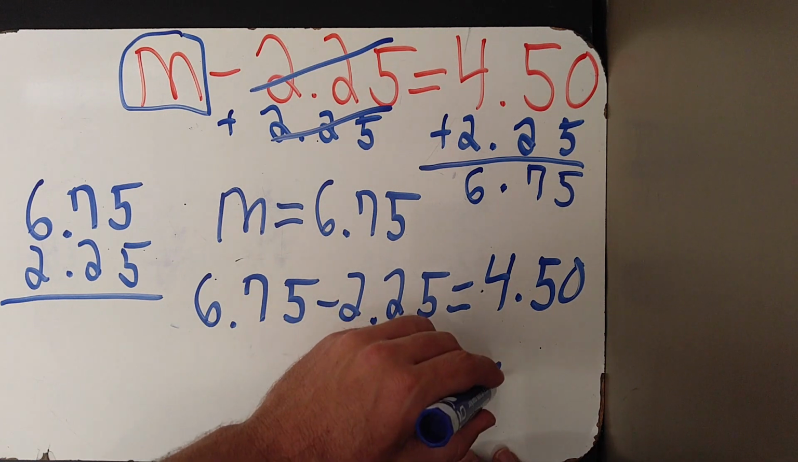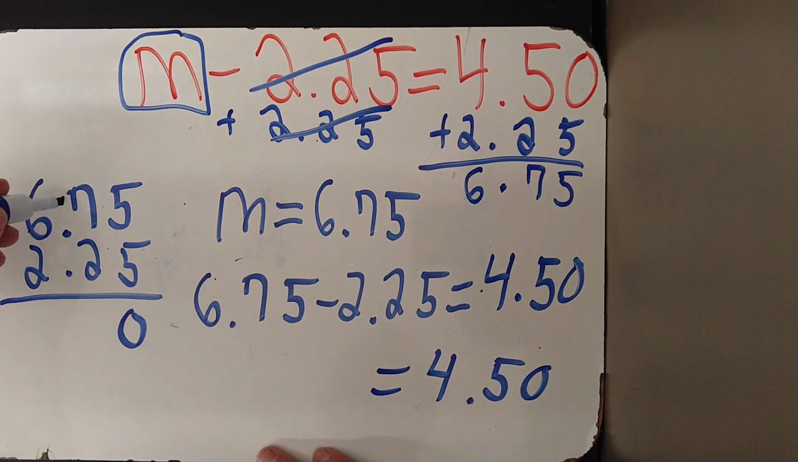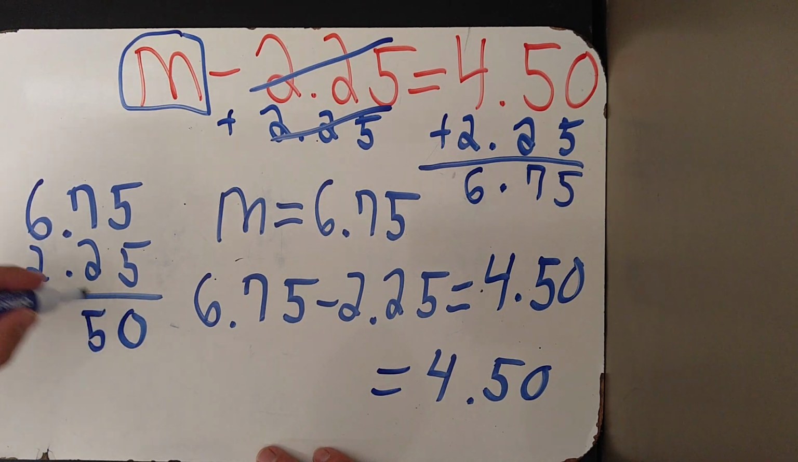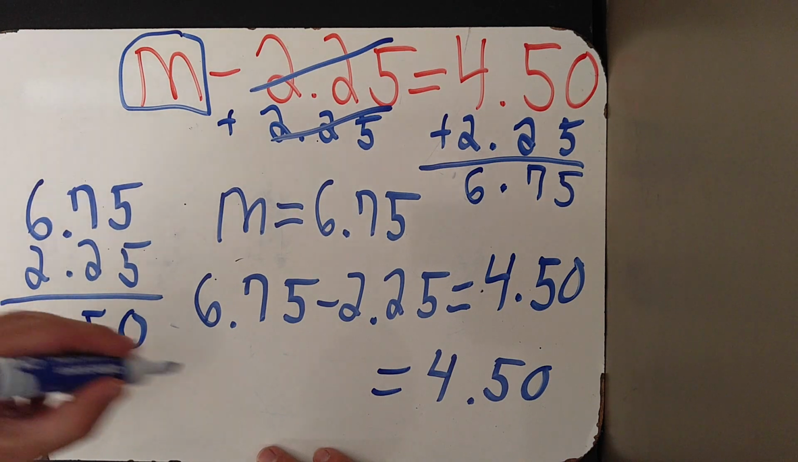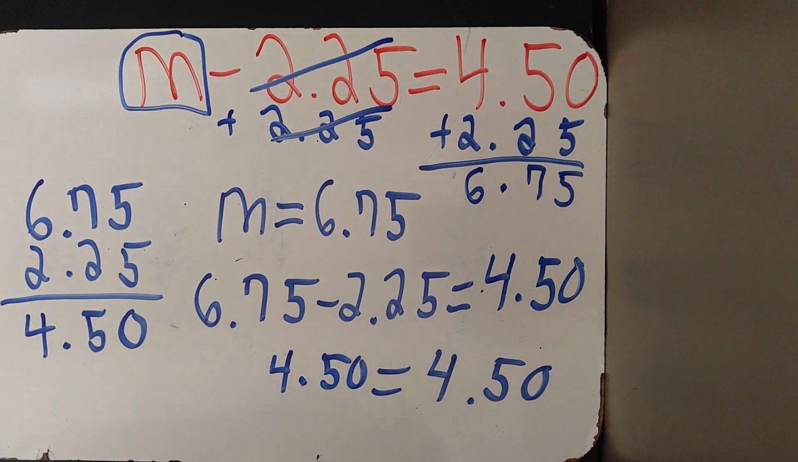going to equal 4.50. So we have 5 minus 5 is 0, 7 minus 2 is 5, drop down the decimal, 6 minus 2 is 4, 4.50 equals 4.50, so that one is correct.